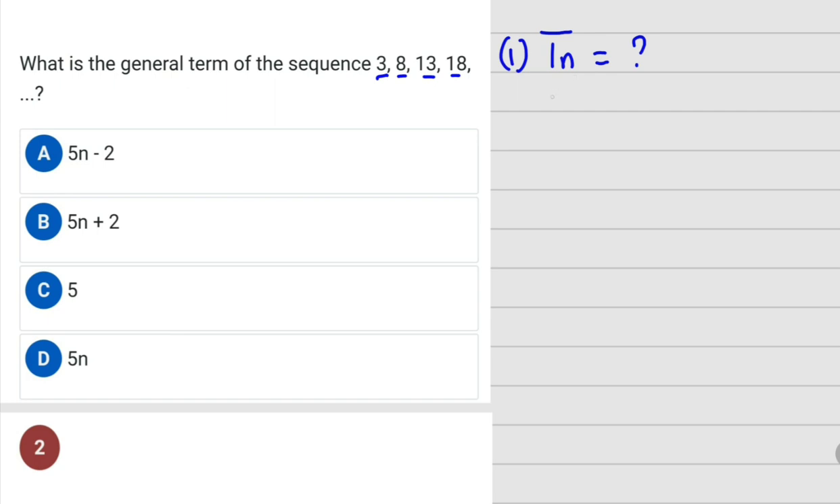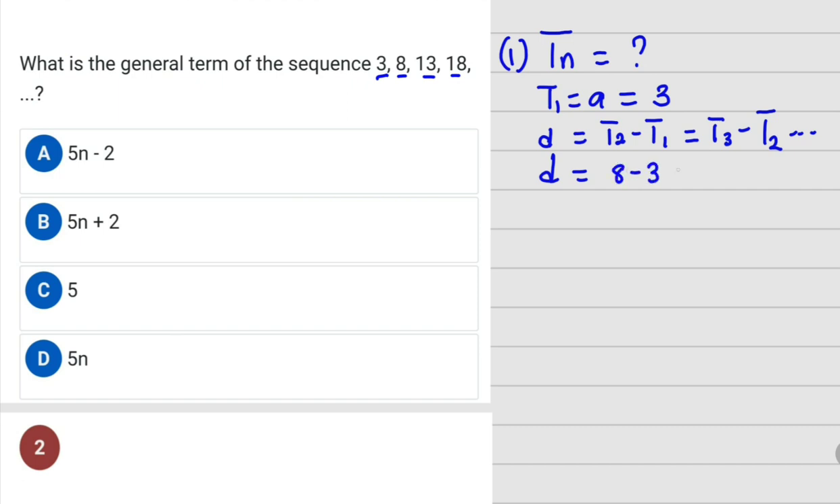Now, in this, the first term T1, which is the same thing as A, is equal to 3. Then we have what we call the common difference in an AP, and the common difference can be gotten from subtracting consecutive terms. So it's T2 minus T1, or you can say T3 minus T2, and it goes on. So my D is going to be 8 minus 3, which is 5. So I have my D as 5.